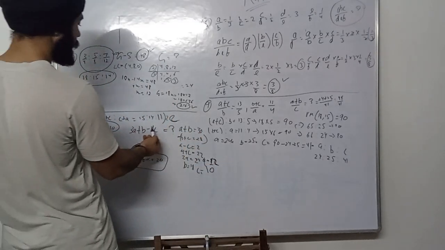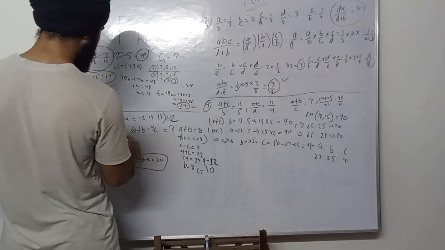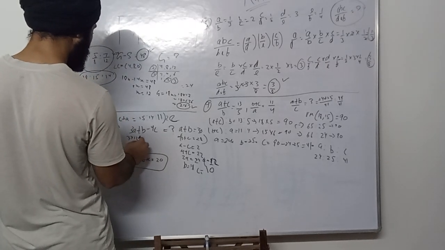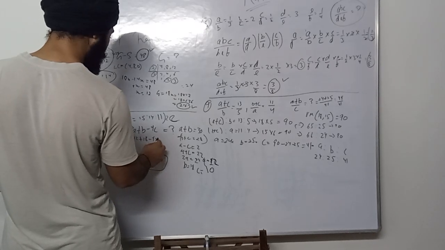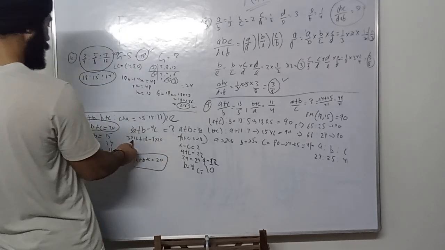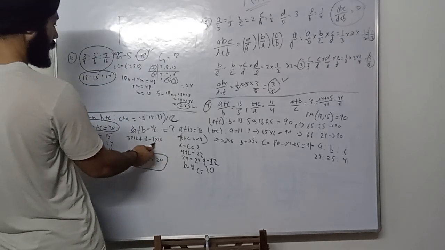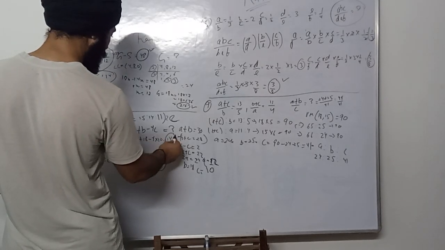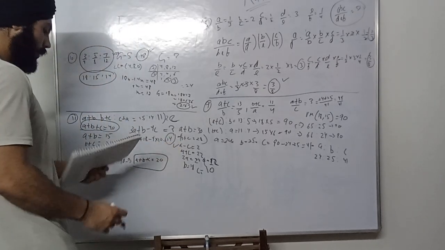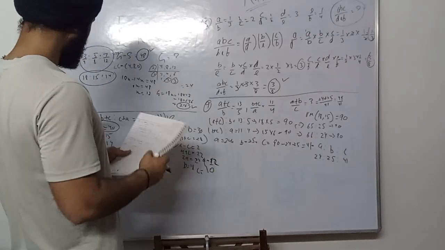So 3A plus B minus 4C. 3 into 12 plus 18 minus 4 into 10. 36 plus 18 is 54, minus 40 is 14. This is the actual answer of this question.